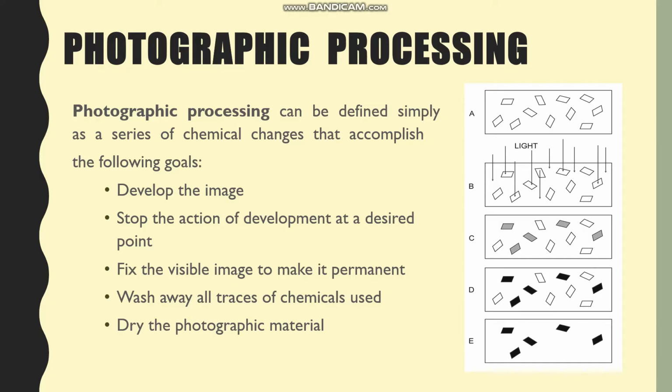Second, stop the action of development at a desired point. Here, we have the chemical developer that brought out the image. Through this second step, we need to stop the action, or the chemical changes it caused on our film or photographic paper. Because if the action isn't stopped, our film will be overcooked. The same will happen to our photographic paper. It will be overly exposed to the developer, or the chemical, so our film as well as our photographic paper will be ruined. So, we have to stop the action of development at a desired point.